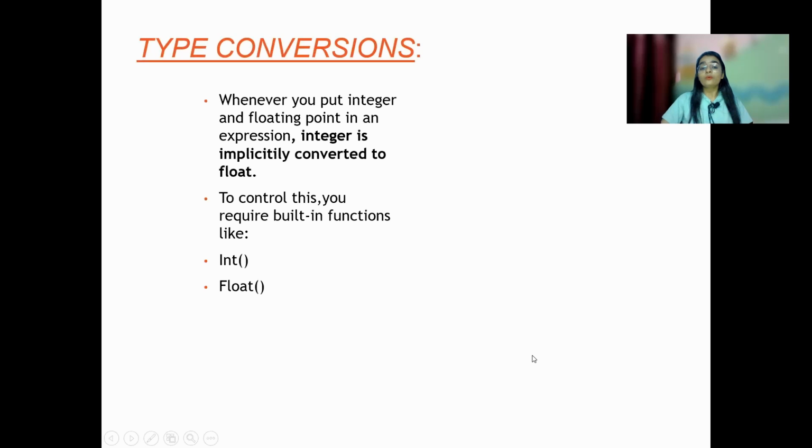See, whenever you put an integer and a floating point number in an expression, the integer is implicitly converted to float. See, we have two functions: one is the float function and the other one is the int function. And these two functions are the inbuilt functions in Python language, right?